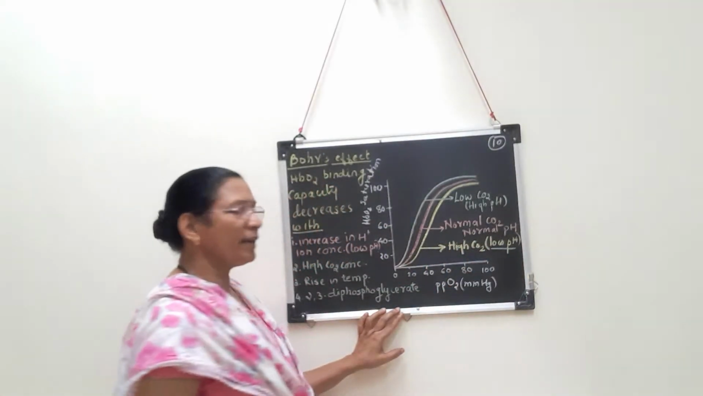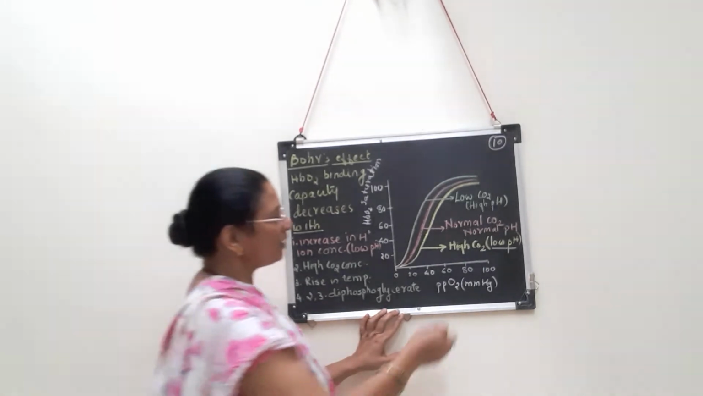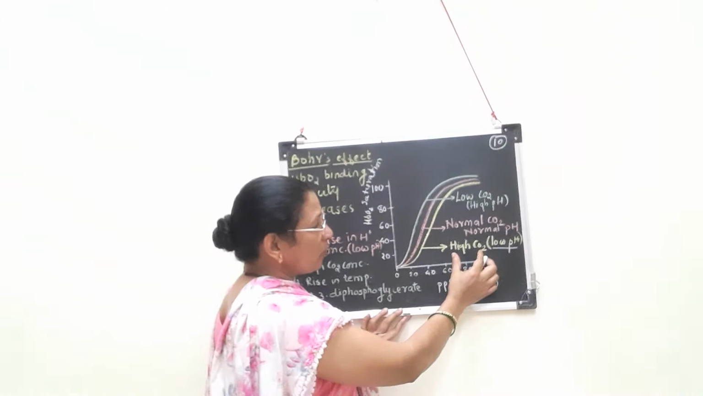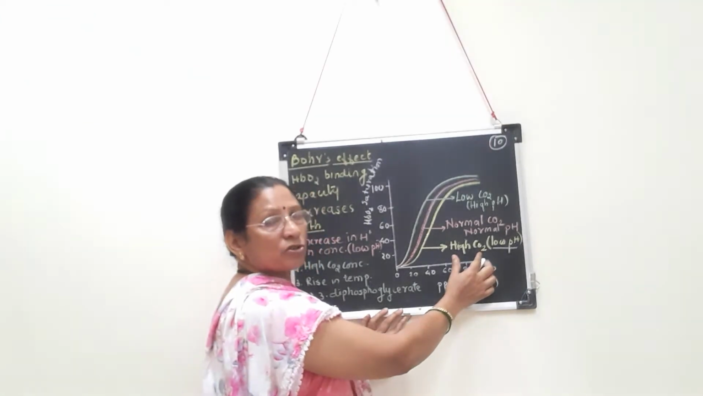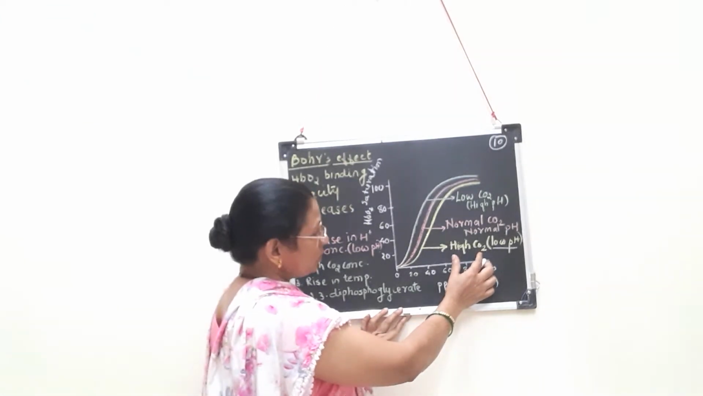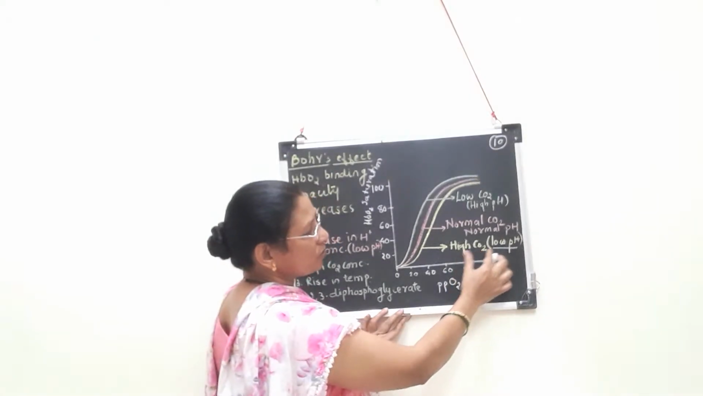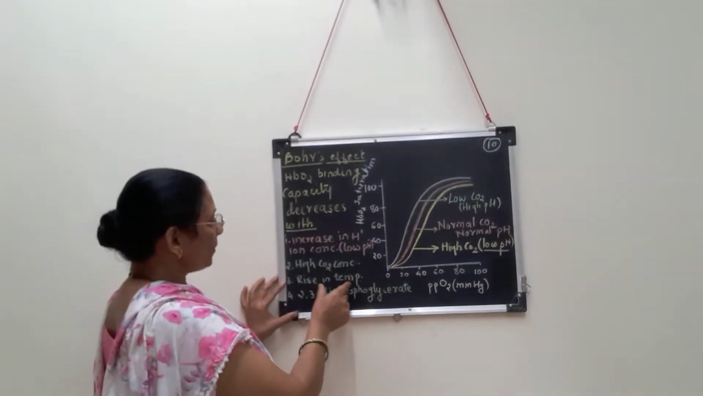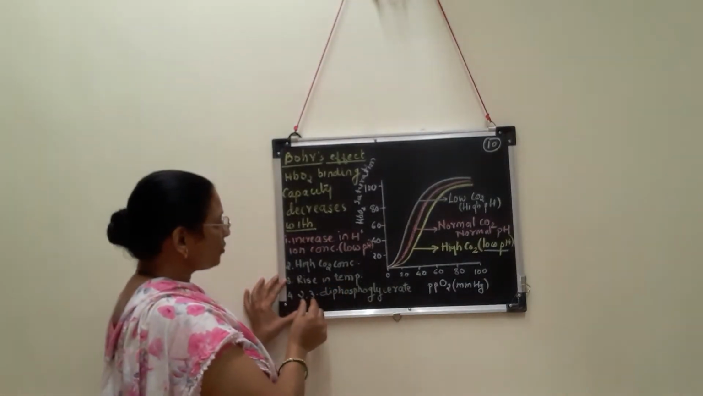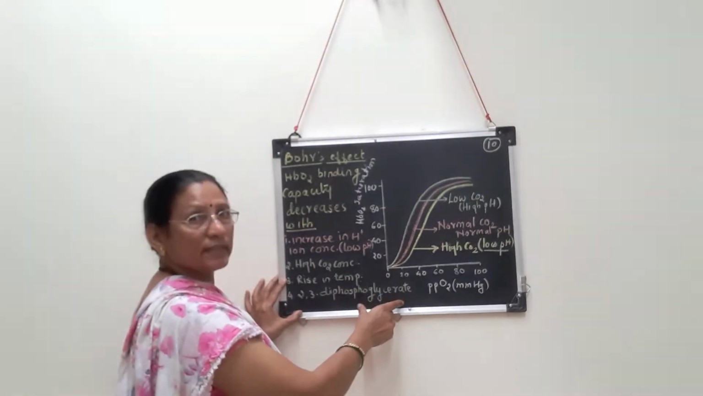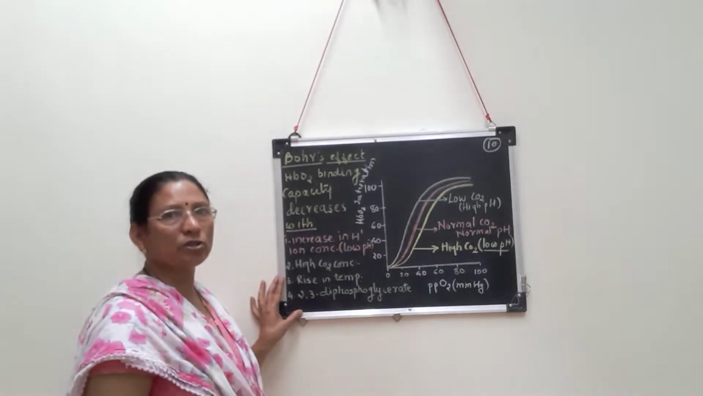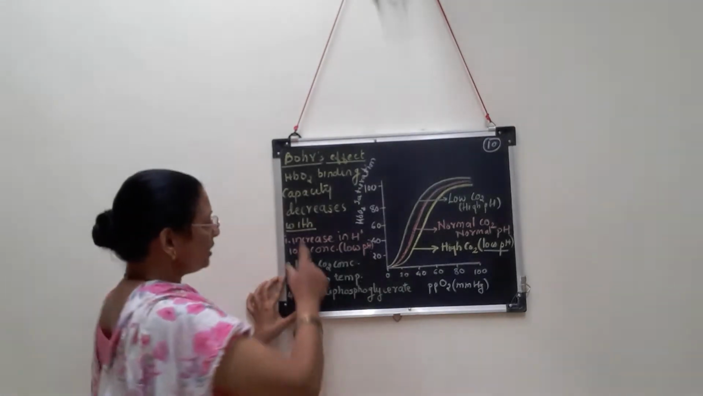Along with low pH, the second reason is a high concentration of carbon dioxide. If the concentration of carbon dioxide is more, at that time oxygen cannot dissociate. So high concentration of carbon dioxide and low pH are the two main reasons. The third is a rise in temperature, and the fourth is the formation of 2,3-diphosphoglycerate, which is formed inside the RBCs during the process of glycolysis. So these are the reasons.